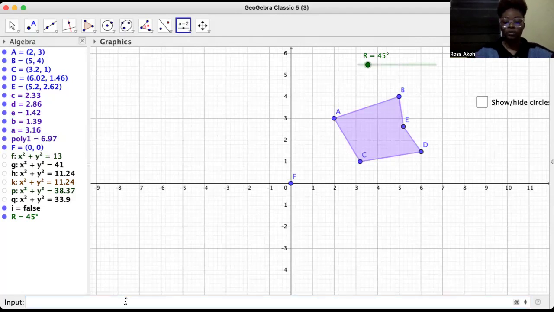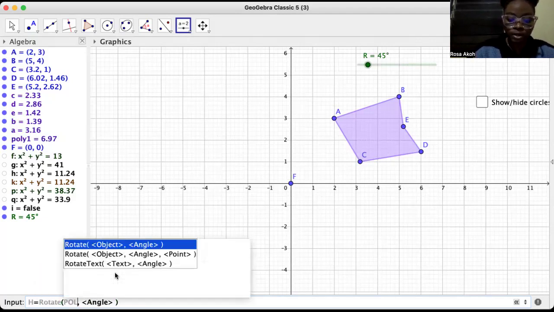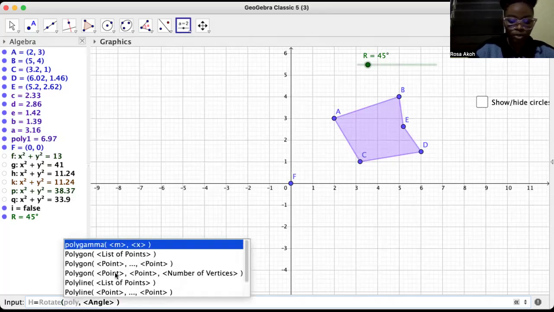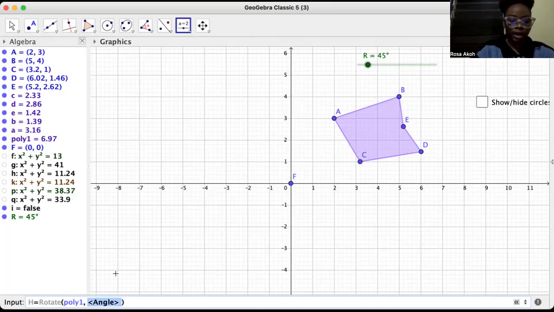Now that we have our slider, we want to rotate the polygon object. So in the input field, we type H equals. H becomes our new object, formed when the polygon is rotated. So H equals Rotate, object, angle. Our object is polygon, and our angle of rotation now becomes R.